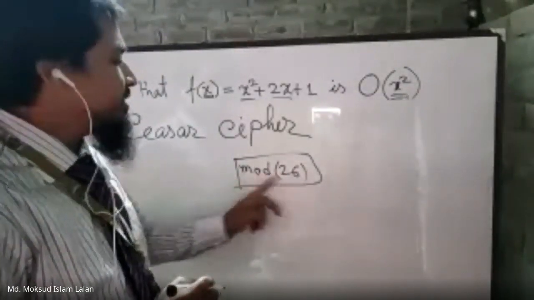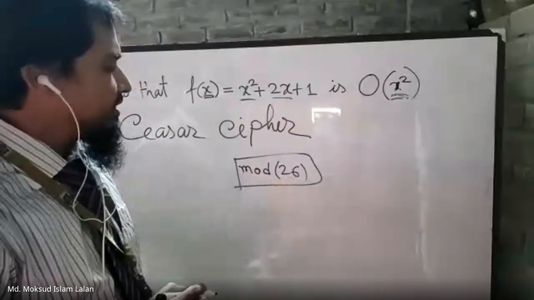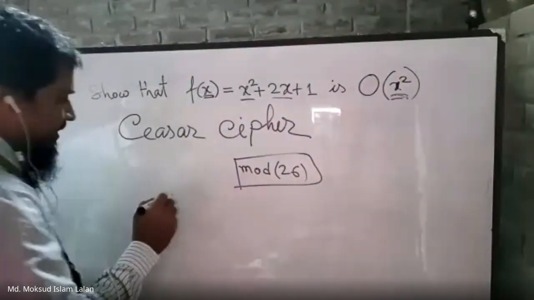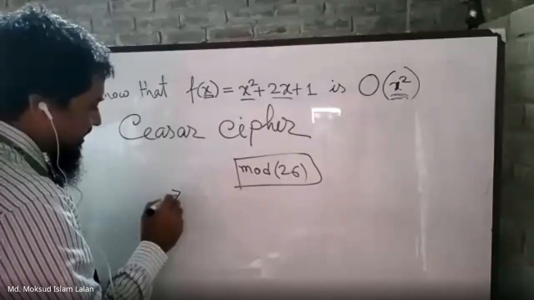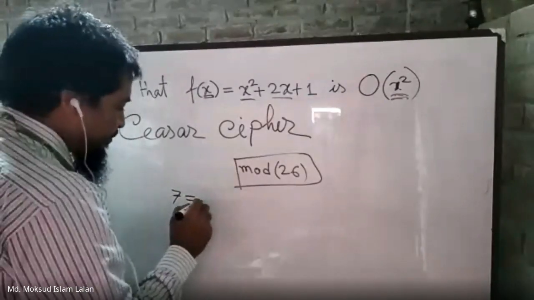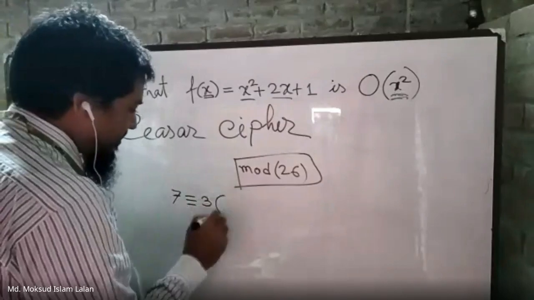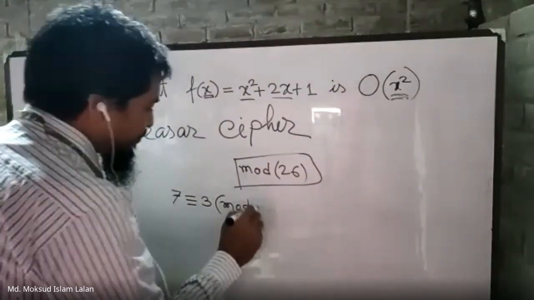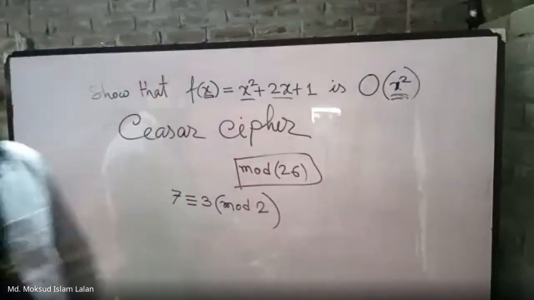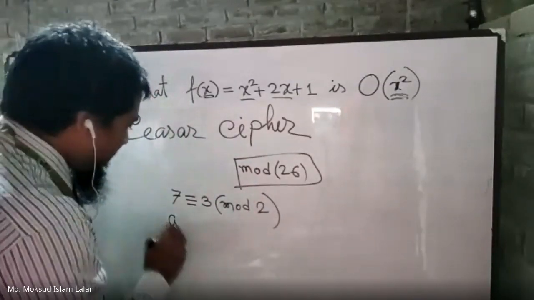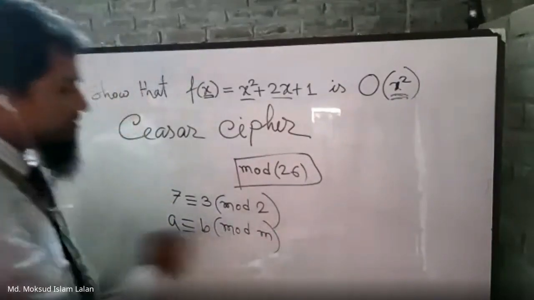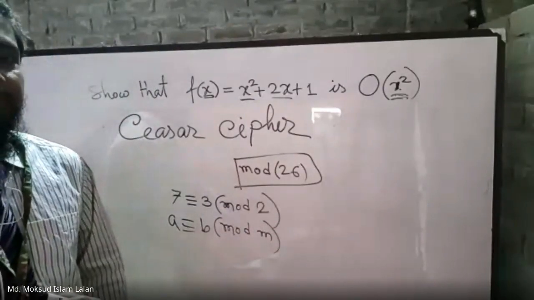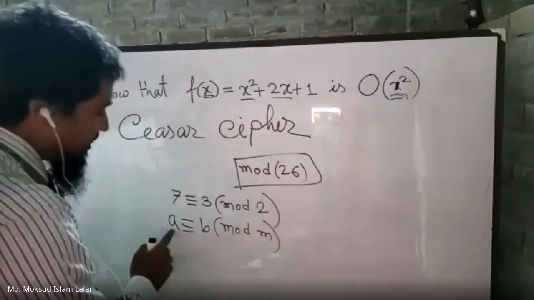Do you know what is mode 26? Okay. Suppose 7 is congruent to 3 mode 2. I mean, A is congruent to B mode M. Do you know what is the meaning of this? No, sir. Okay, that's a very easy thing.